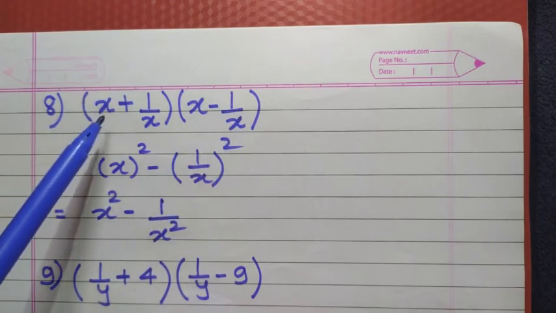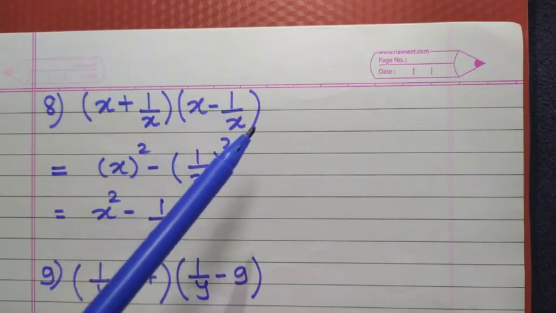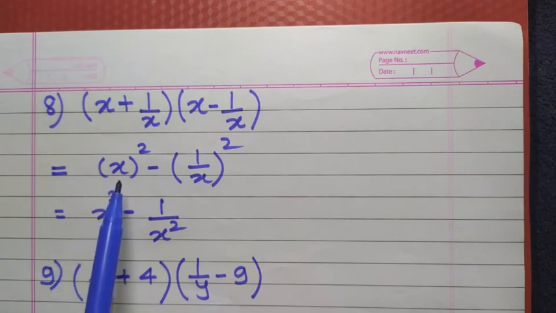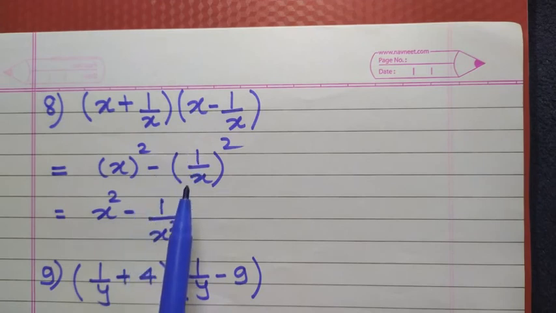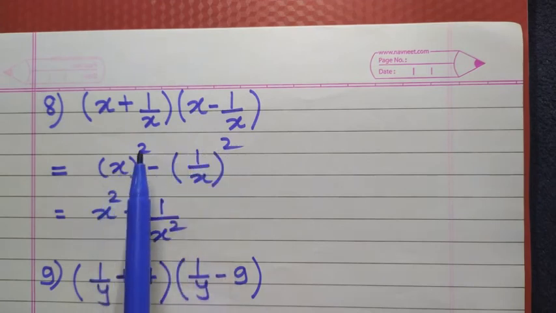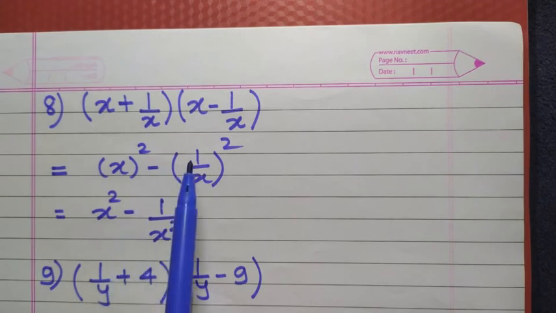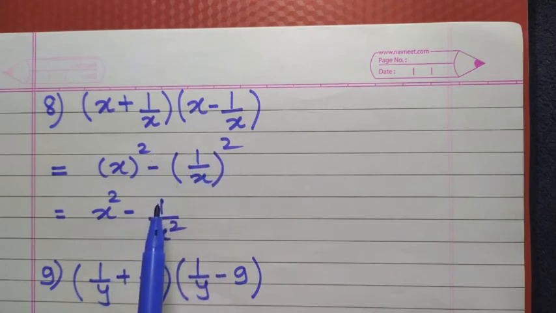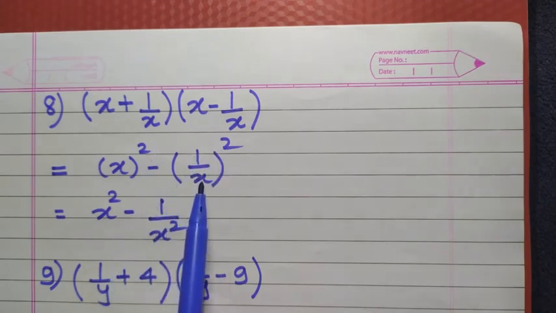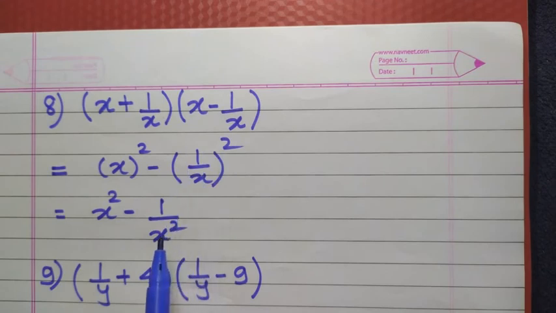What is the expansion of (a plus b) into (a minus b)? It is a square minus b square. So a means x square minus (1/x) whole square. What is the square of x? x square, minus the square of 1, ones are 1, and the square of x is x square.